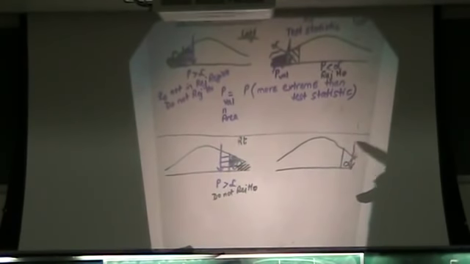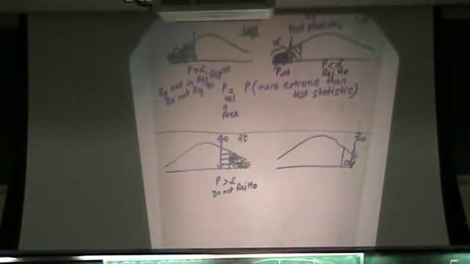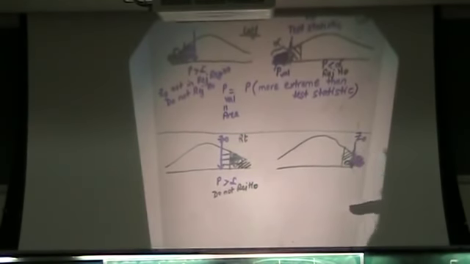Or this could happen. Z0 or T0, it doesn't matter, right? Either way, whichever test you're doing. Here your p-value is small, your alpha is bigger, this is alpha, so p less than alpha here, reject H0, because you are in the rejection region.